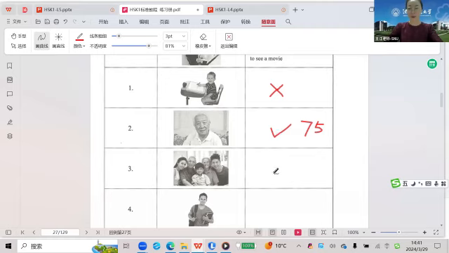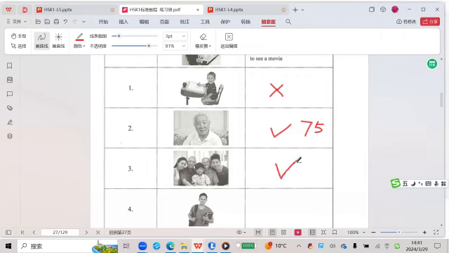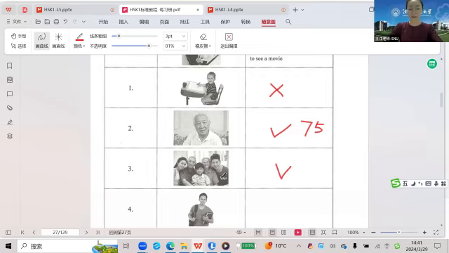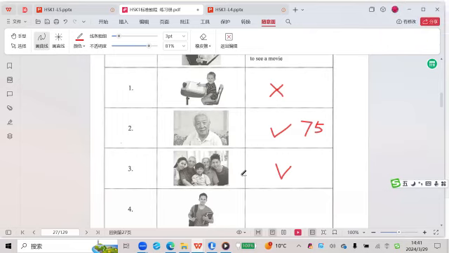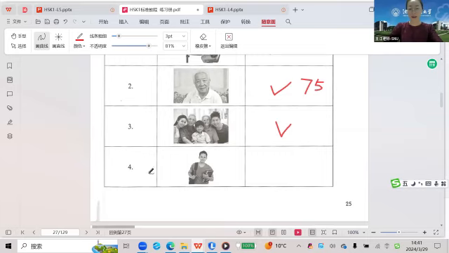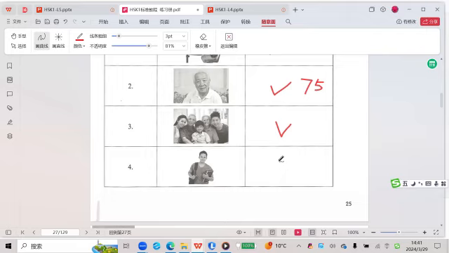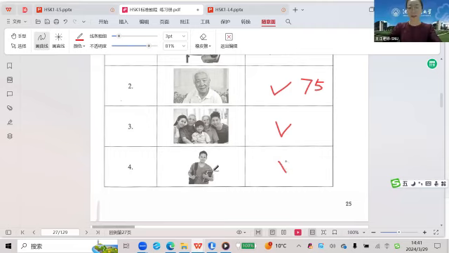Number three, is it right or wrong? Right. So what did we hear? 5口人. Very good, 5口人, 5 people, right? Okay. Number four, is it right or wrong? Wrong. Yes, right. So what did we hear?